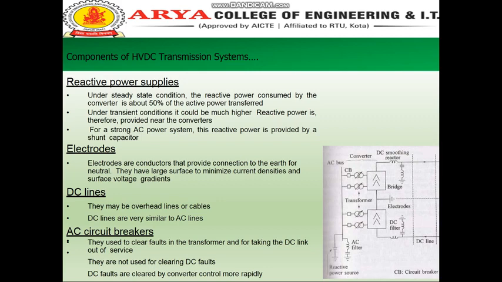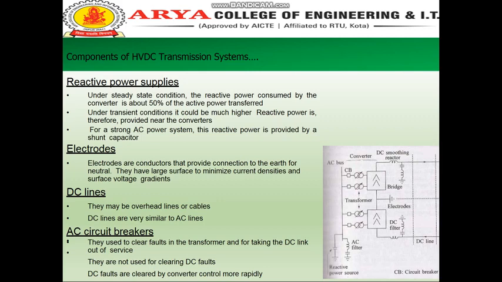Electrodes. Electrodes are conductors that provide connection to earth for the neutral. They have a large surface to minimize current density and surface voltage gradient. DC lines may be overhead lines or cables. DC lines are very similar to AC lines.